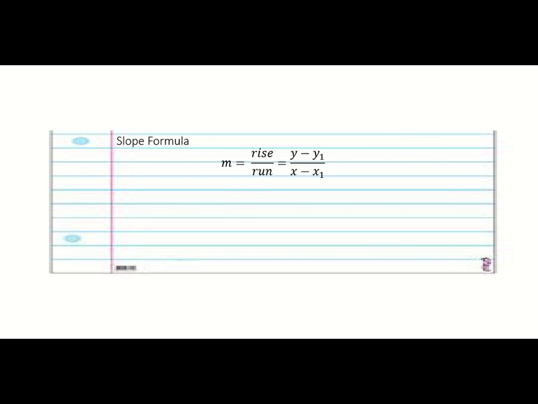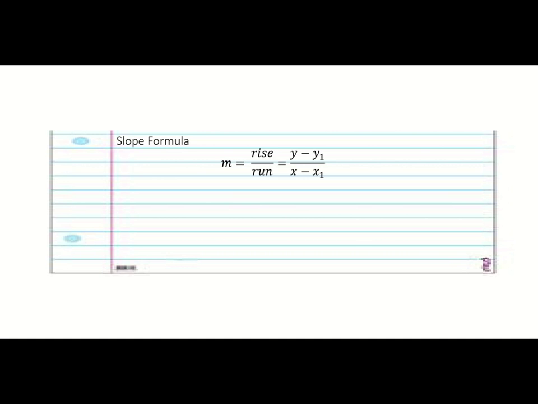Our next two examples are going to require us to write the equation of a line just by being given 2 points on the line, not given the graph like we were in previous examples. So we have to use something special called the slope formula in order to write the equation of the line.